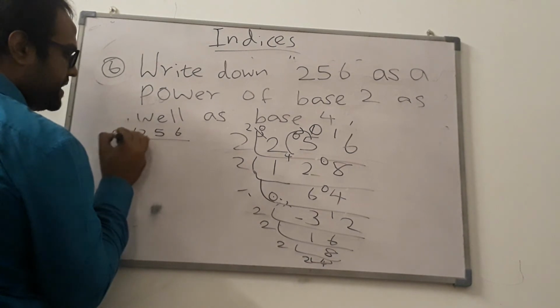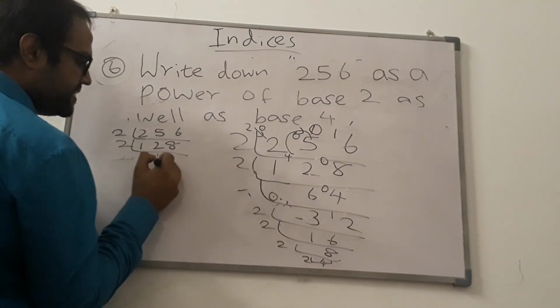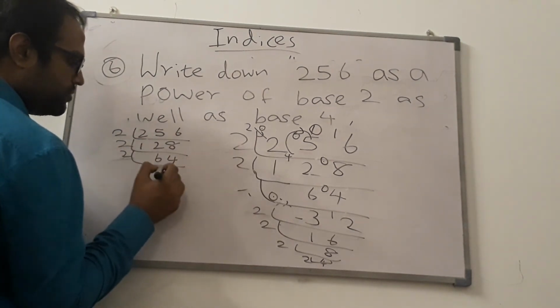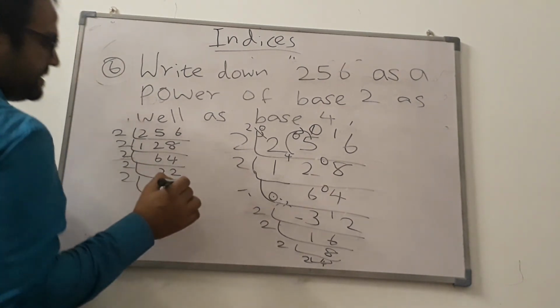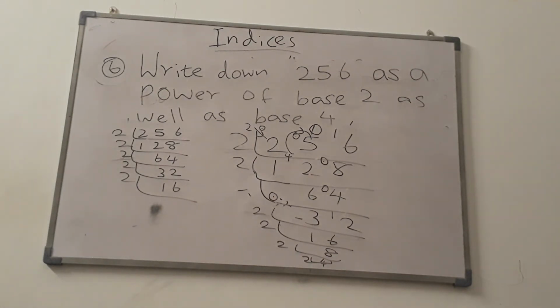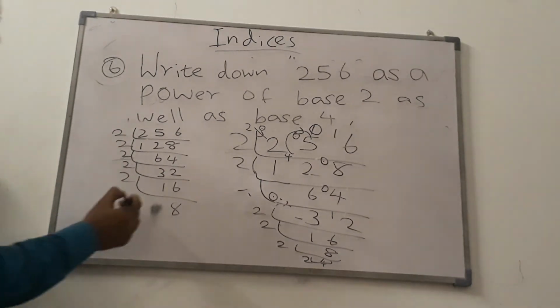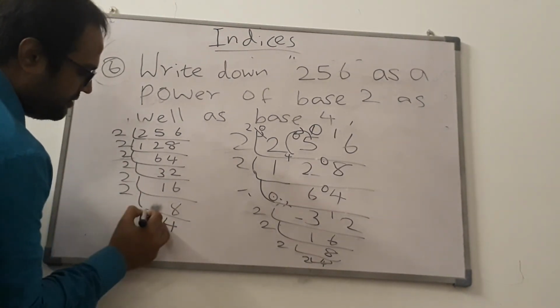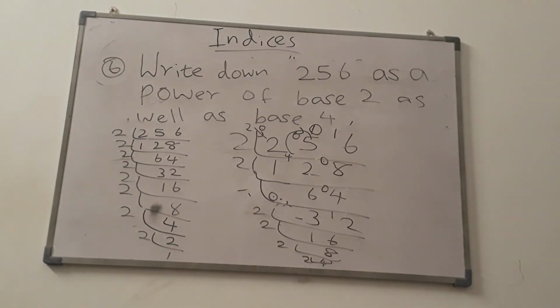256 divided by 2 means 128. When we divide 128 by 2, it is 64. When we divide 64 by 2, it is 32. When we divide 32 by 2, it is 16. When we divide 16 by 2, 2 times what is 16? Tables. Easy. 8 times 2 is 16. So we write 8 here. Then we divide 8 by 2, which is equal to 4. When we divide 4 by 2, 2 times 2 is 4. So 1.